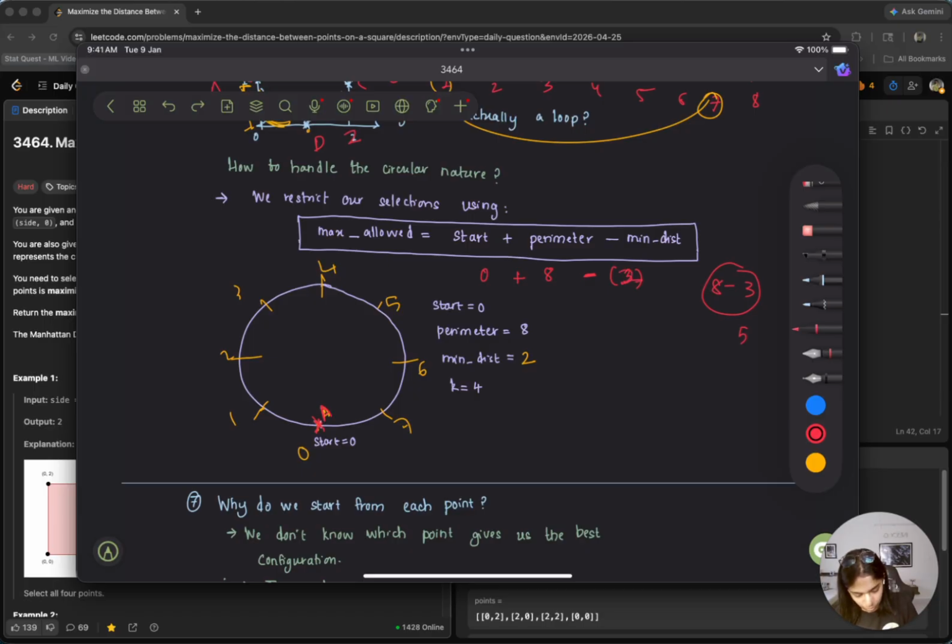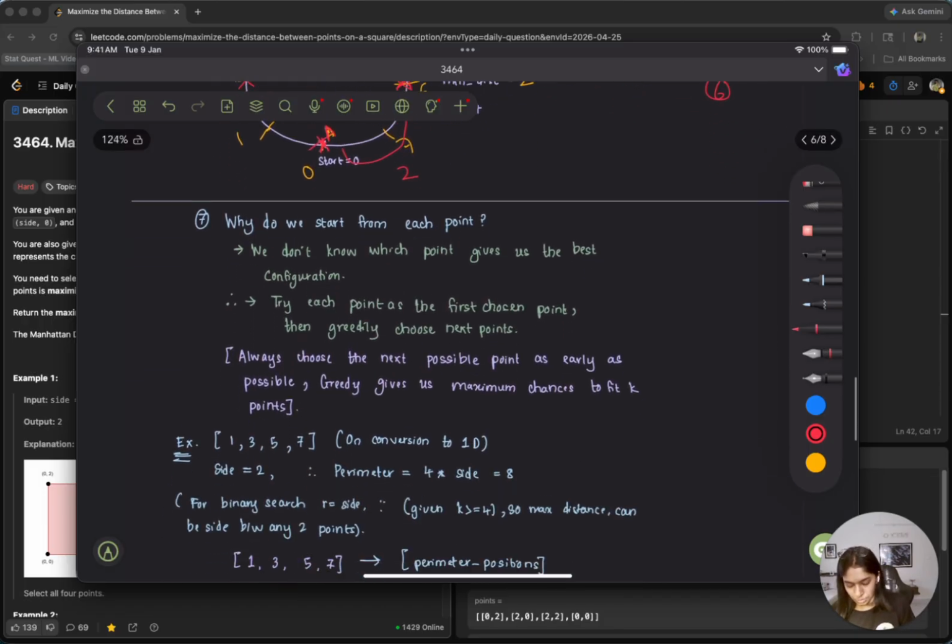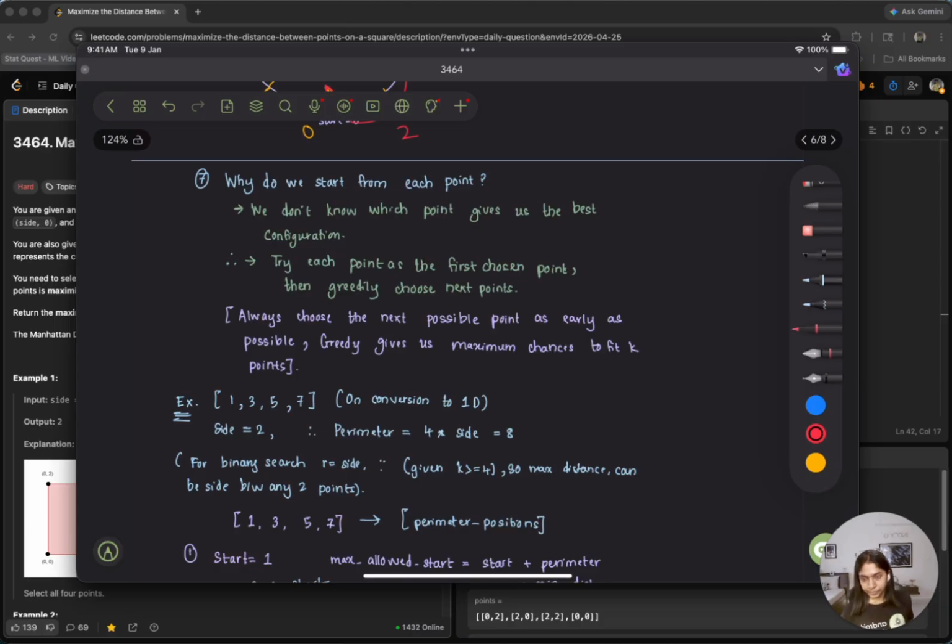So let's consider that this was 2. In the case of 2, it would have been 6, right? So if I had maintained it at 6, like we did earlier, one position here, one here, one here, one here, then I'm able to maintain that minimum distance of 2. So yeah, this formula is important. We're going to use that to make sure that this looping is correct.